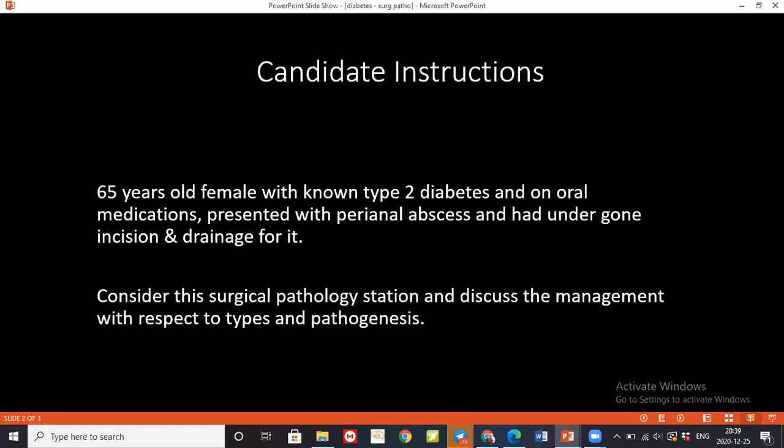Since it's a diabetic patient, what are the organisms which are more likely to cause abscess in diabetic patients? Usually, diabetic patients are more prone to developing skin abscesses secondary to skin infection like streptococcus or staph infections. But in the perianal region, it would be more E. coli or other organisms.